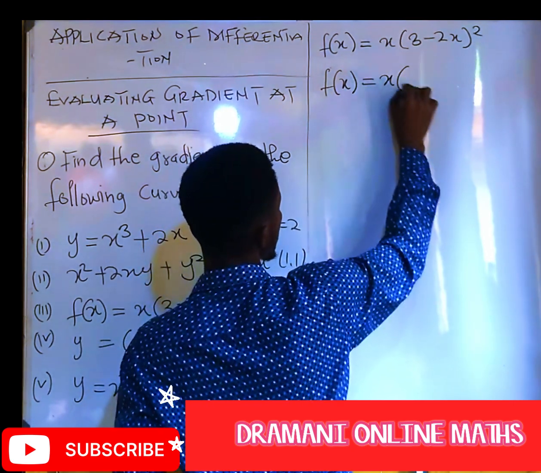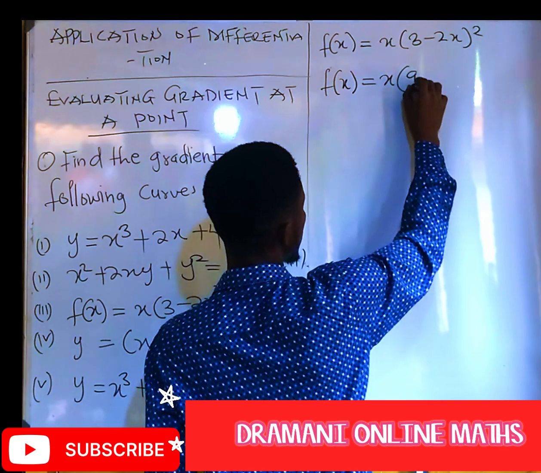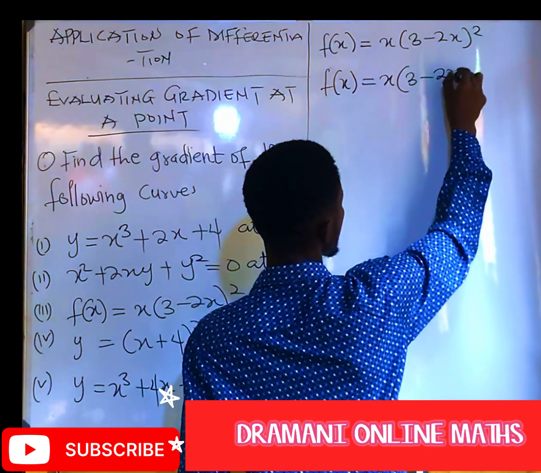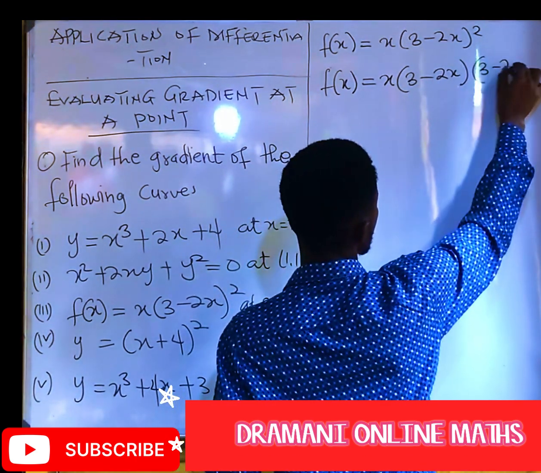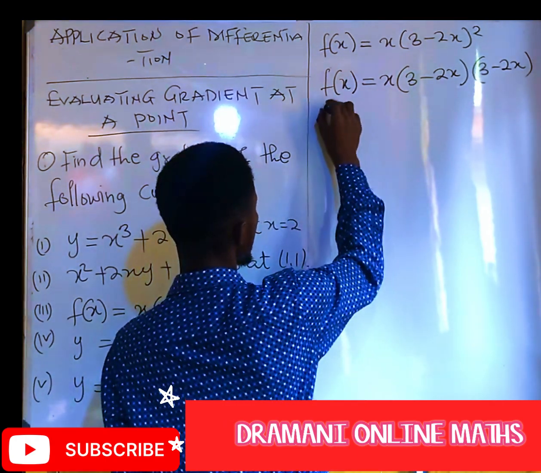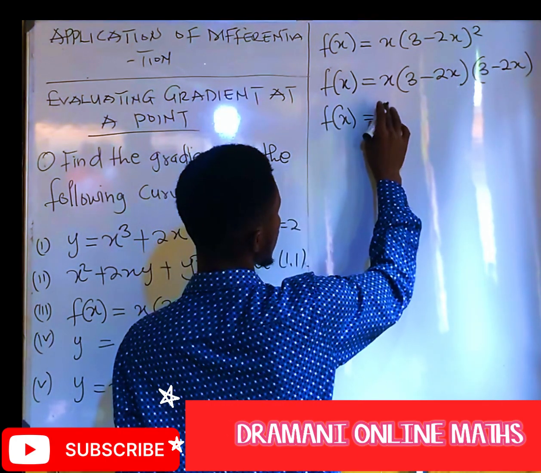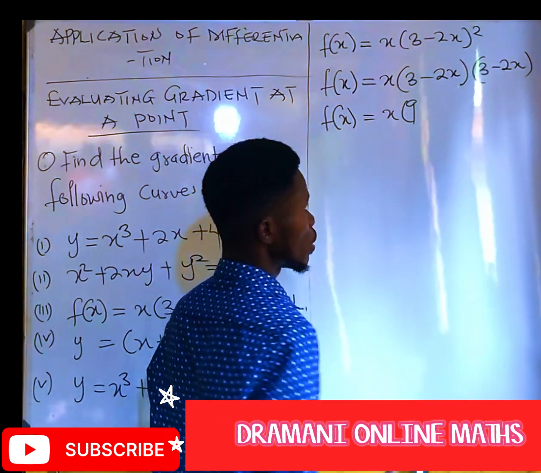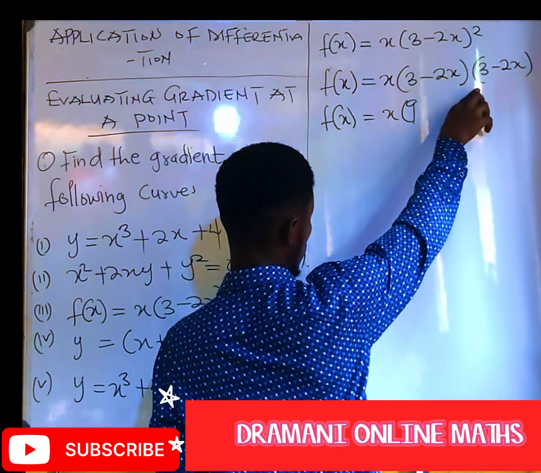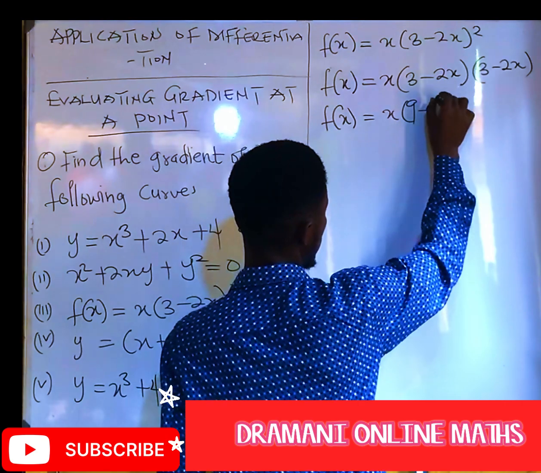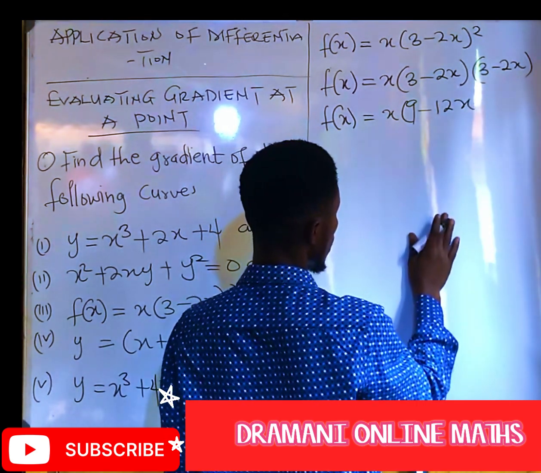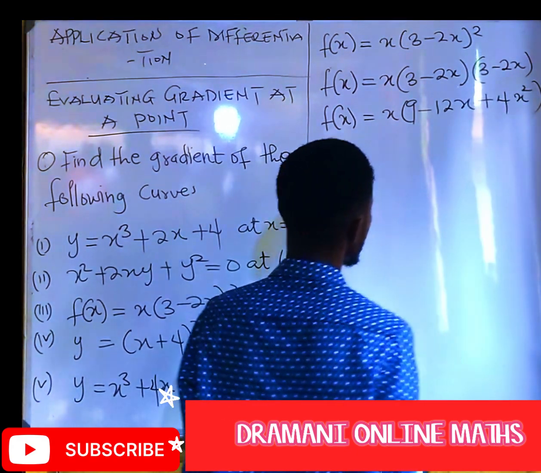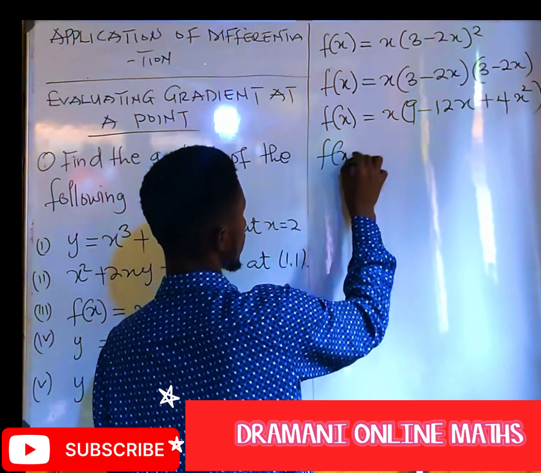So let me maintain my x. If I'm expanding, let me write it, because some of you might be confused about what I'm doing: (3 minus 2x) squared. So f(x) equals, now you open the bracket: 3 times 3 is 9, 3 times negative 2x is negative 6x, negative 2x times 3 will also be negative 6x, so here gives us negative 12x. Then the last one will give us positive 4x squared. Good.